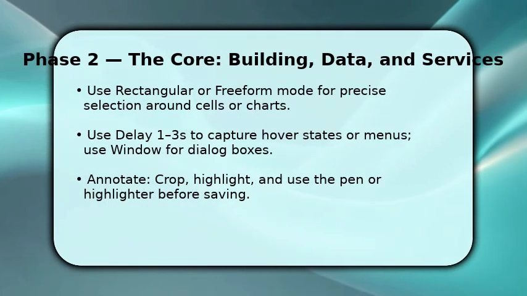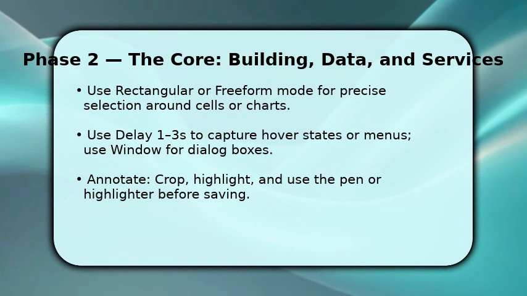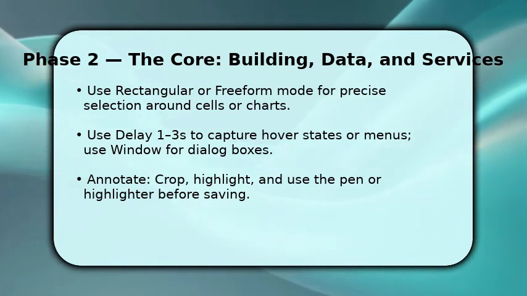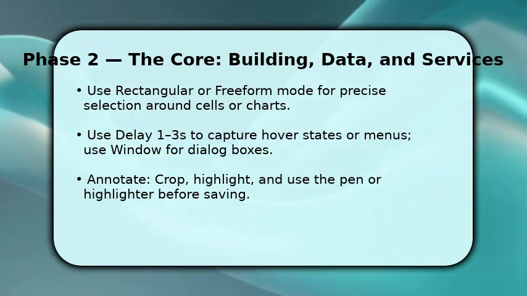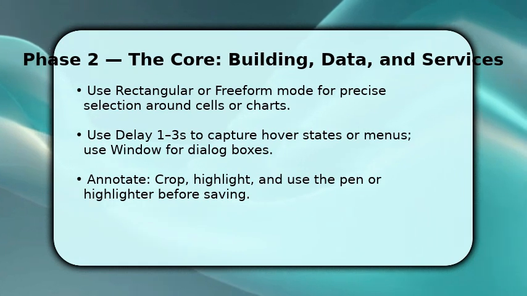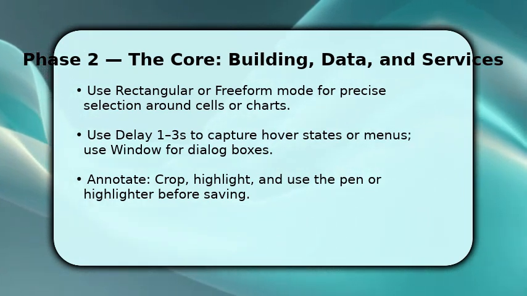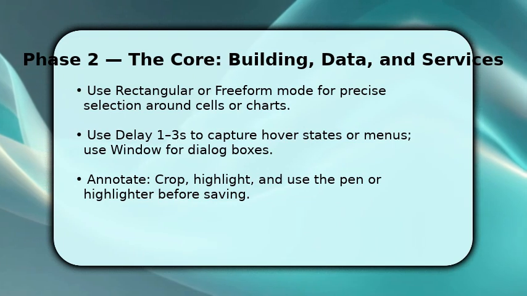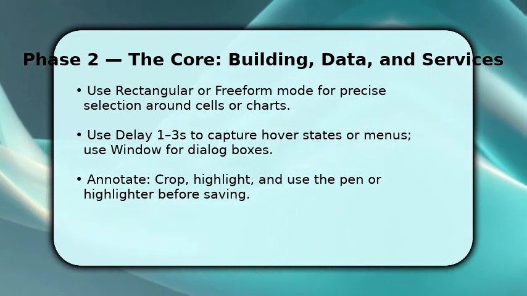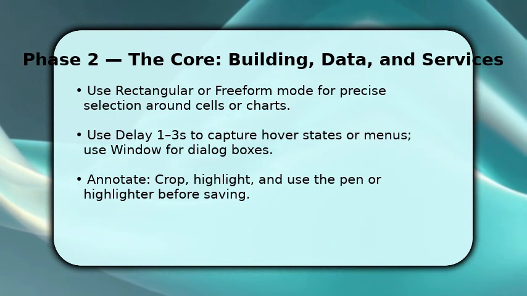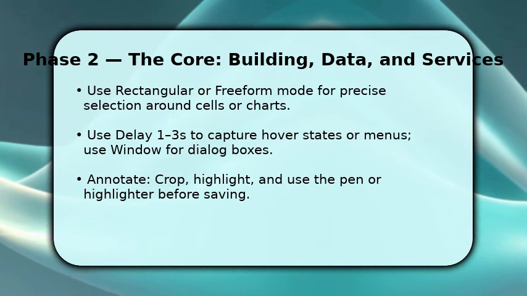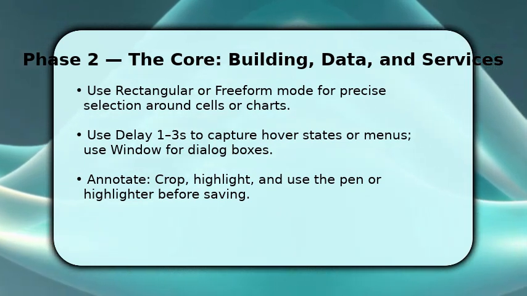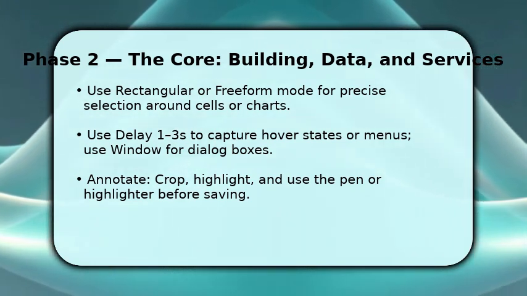Now you'll perform the actual capture and refine it. Select rectangular for grid shots, drag slowly to avoid clipping formulas, and use a delay of 1 to 3 seconds to capture transient menus. If you need a dialogue, choose window mode. Once the snip appears, crop tightly and use the highlighter to call out key cells. Add a pen note for numbers or formula references. Make sure to save a copy in PNG for quality and a JPG for smaller file size.